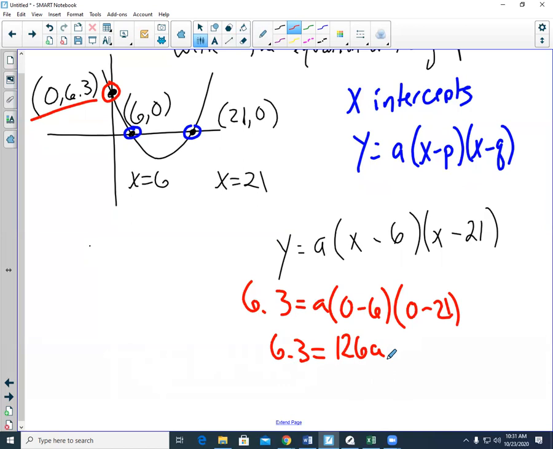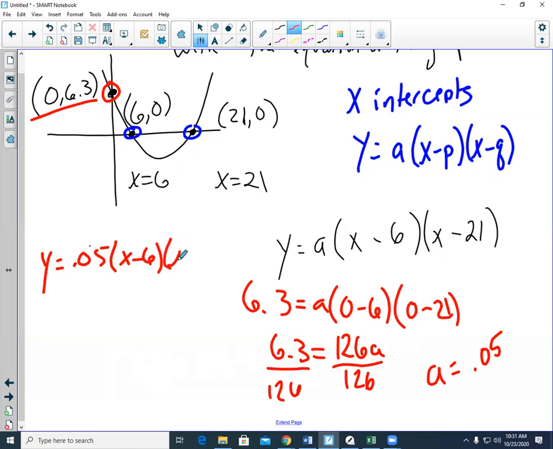Now divide by 126. So then I get a equals, what is 6.3 over 126? 0.05. Okay, so I've got my a value, and now I can just rewrite that into my equation. Y equals 0.05 times x minus 6 times x minus 21. Now I'm not taking your calculator away from you on this, so if you were smart and you have time, you should type this into your calculator, and then you'd be able to see if your equation that you wrote produces intercepts that are the same. Now, if you had to round this at all, it's probably not going to be exact, but it should be pretty dang close. Okay, so that's what I would do if it were me and I had the time to do that.